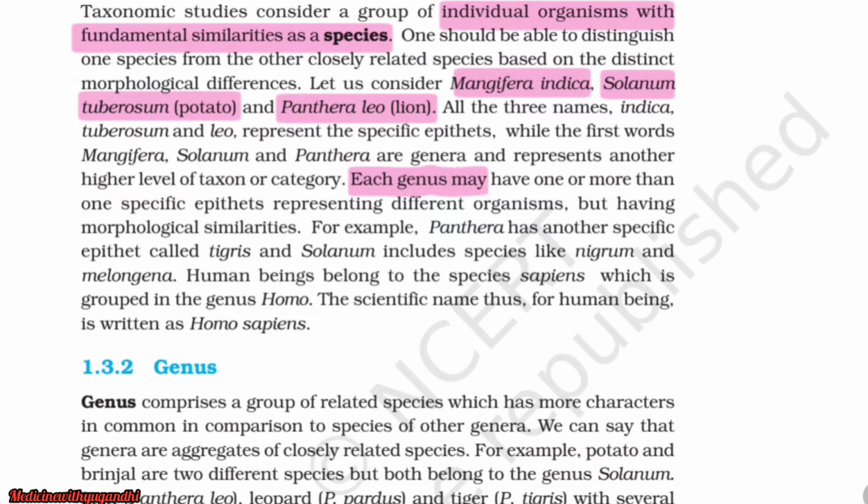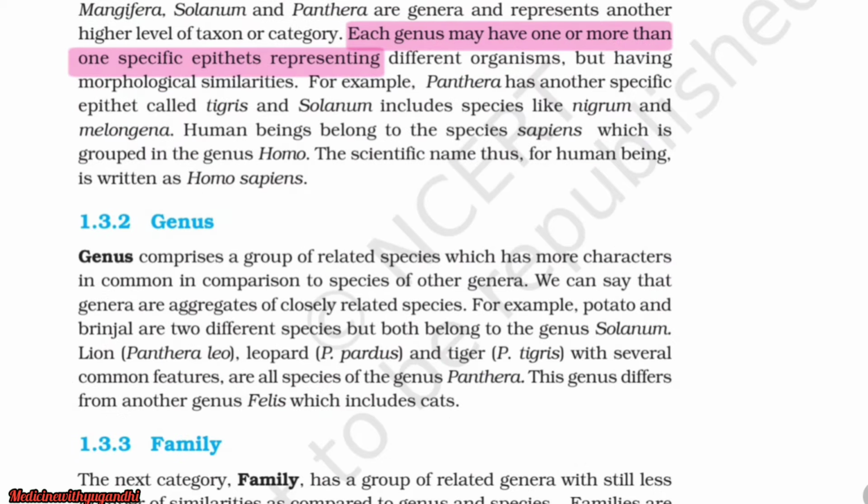And then this basic concept is also very much important. See, each genus may have one or more than one specific epithets. So for example, Panthera, for this genus there may be many specific epithets like tigris or leo. Tigris representing the tiger and leo representing the lion. And here you could see that human beings are referred to as Homo sapiens in biological name.